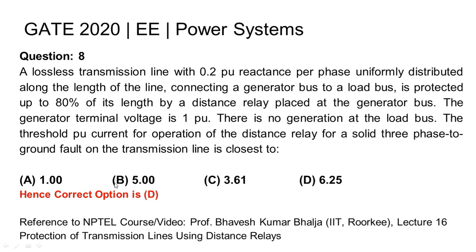Hence, if we see all the options, our option D is correct, and the threshold per unit current for the operation of the relay is 6.25 per unit.